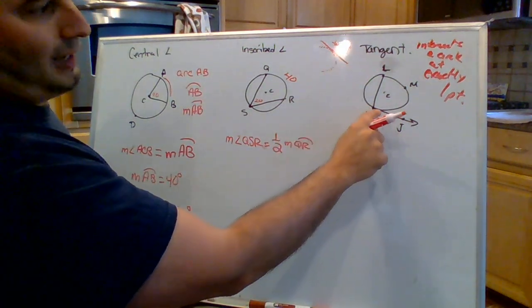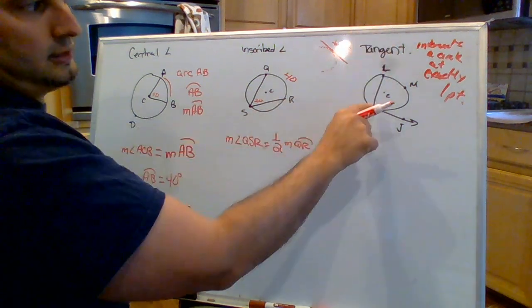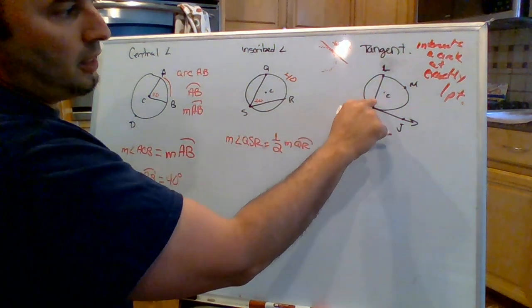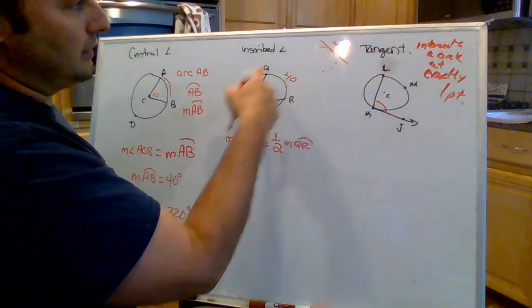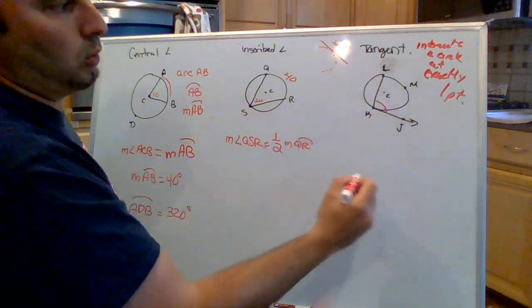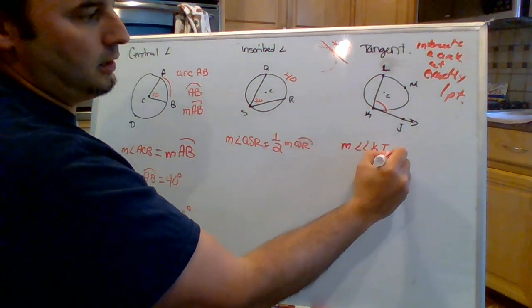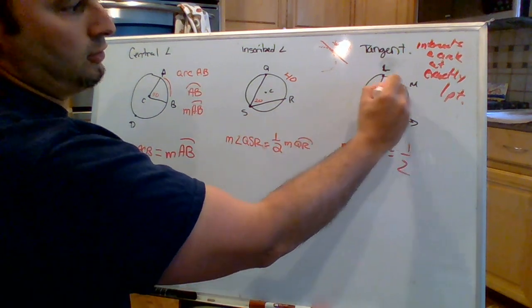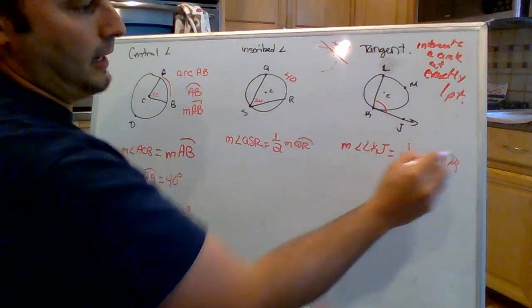But back to here, a tangent and a chord or a secant. A secant intersects at 2 points. The measure of this angle here is also half the arc. So when it's an inscribed angle with 2 chords, or whether it's a chord and a tangent, it's always 1/2. So the measure of angle LKJ is 1/2 this arc measure LMK.